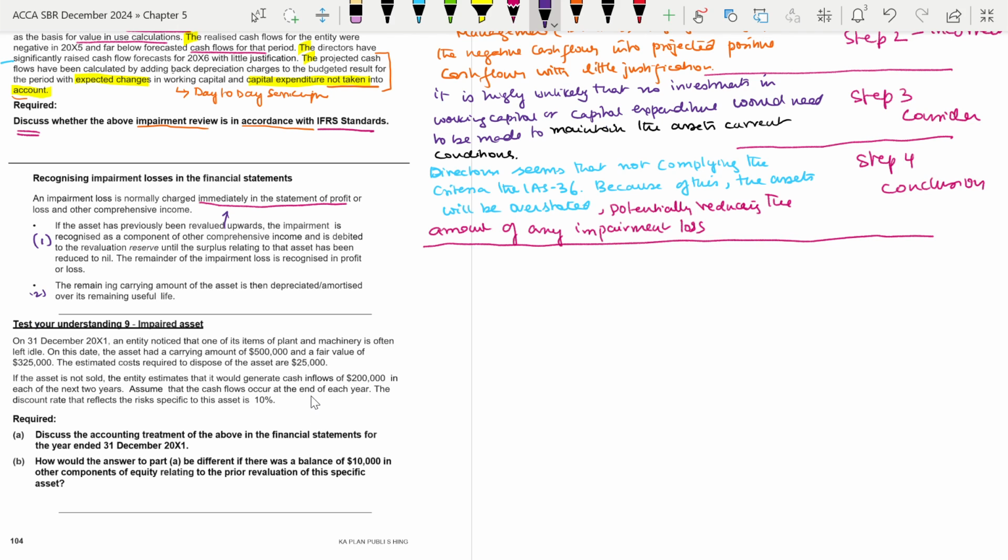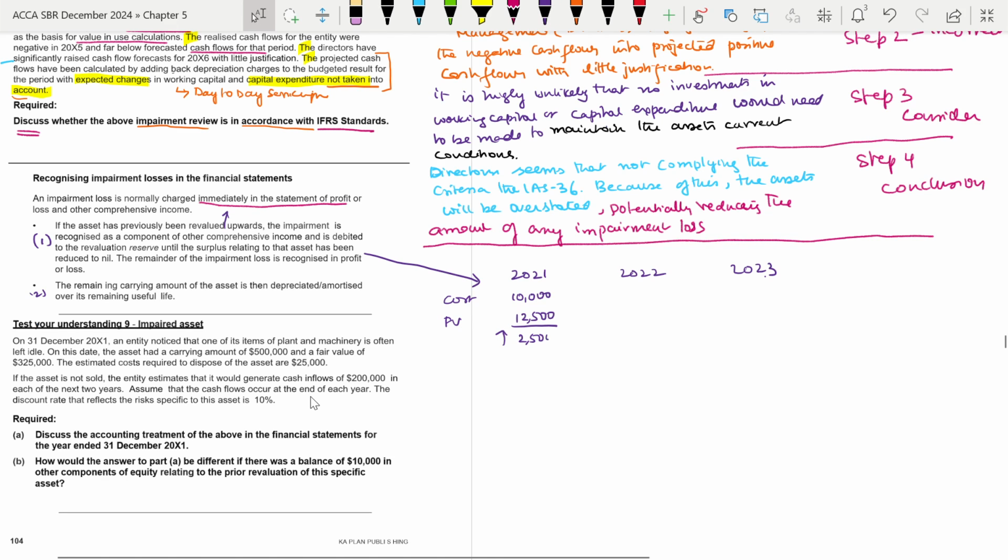See, I'm giving you an example with this. 2021, 2022, 2023. Take an asset. The cost is 10,000. They have made a fair value of 12,500. There is an increase in value of 2,500. This is going to be identified as OCI, the revaluation gain, and shown as revaluation reserve.